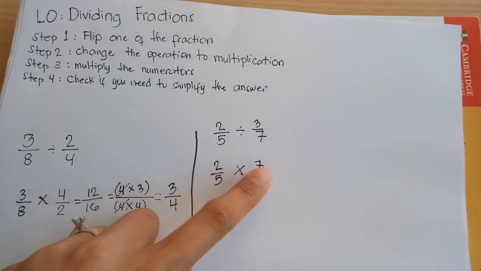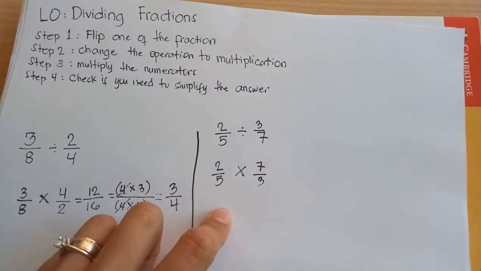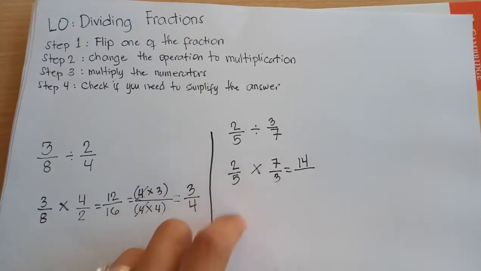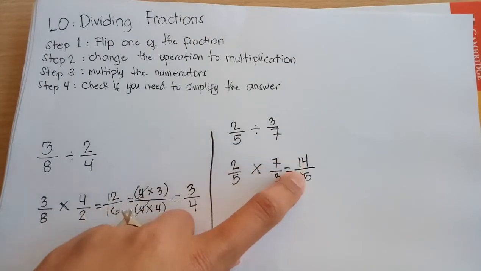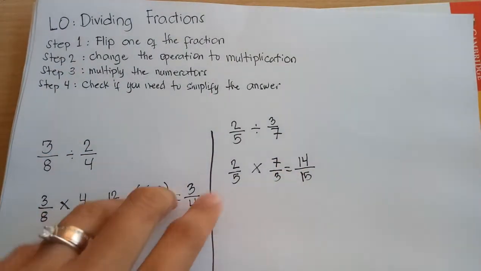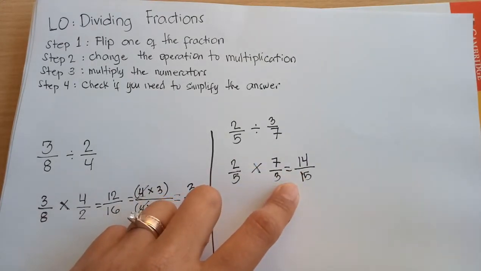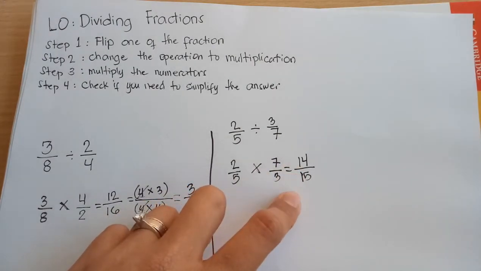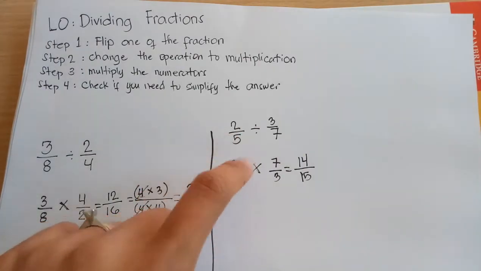Now step 3, we're going to multiply numerators and denominators. So 2 times 7 equals 14. Then 5 times 3 equals 15. Now we have the answer 14/15. Now step 4, check if you need to simplify the answer. So we have 14/15. We don't need to simplify it because there's no same number we can use to simplify 14 and 15. Therefore, it's our final answer for this problem.